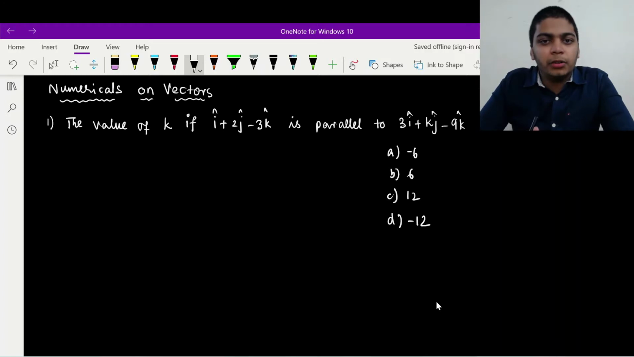So today we'll be looking into some numericals on vectors. The first question we are coming across is: find the value of k if i cap plus 2j cap minus 3k cap is parallel to 3i cap plus k j cap minus 9k cap.